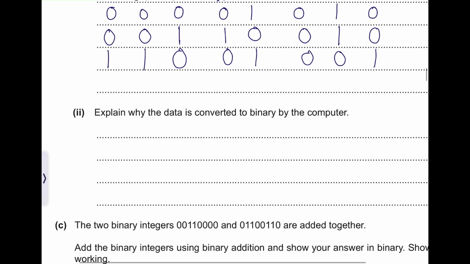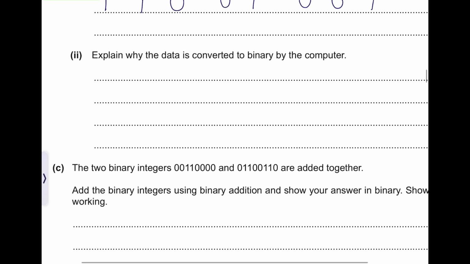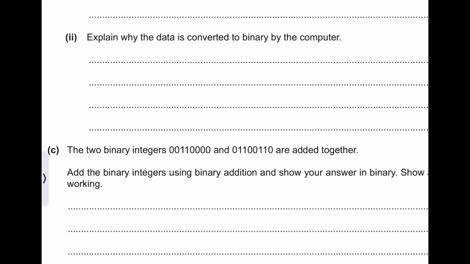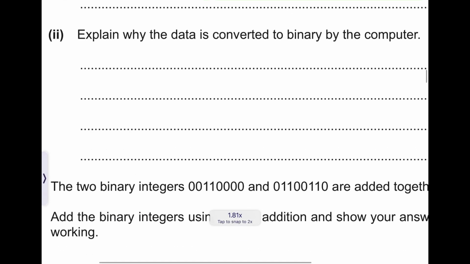It says to explain why data is converted to binary by the computer. Now there's a very simple explanation, because computers function on logic gates, and these logic gates can only process the values 1 and 0. You have learned this in chapter 10. So that's why we're going to write this here.